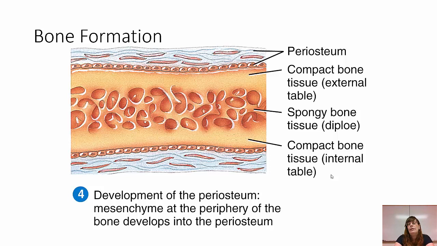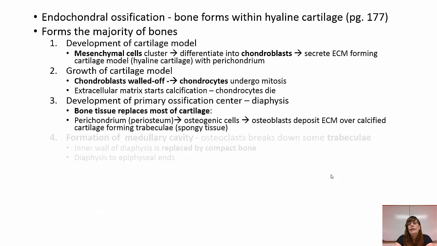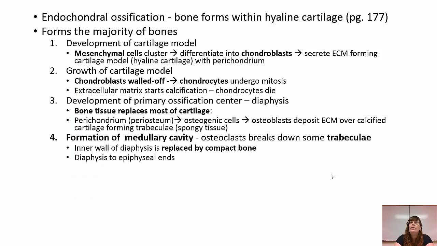So if you think of intramembranous ossification, you're talking about bone forming between membranes, kind of thing. So these are flat bones. These are how flat bones are formed. The majority of the bones are formed by endochondral ossification. So the bone forms within the hyaline cartilage.